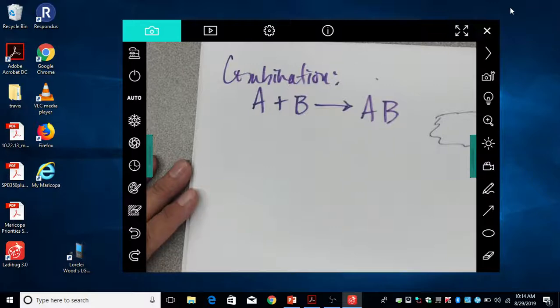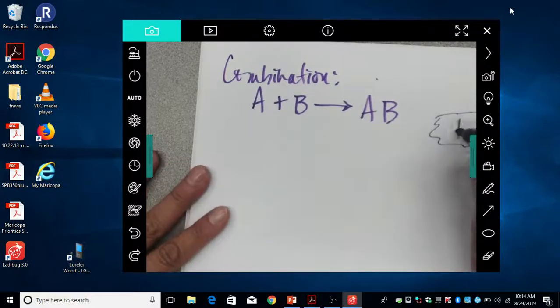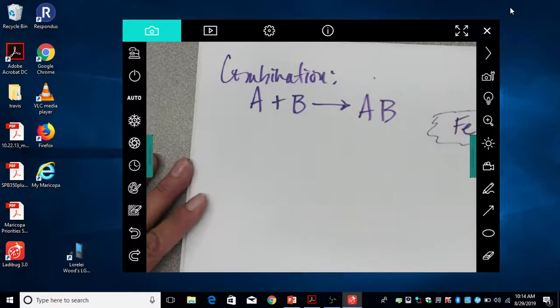What's the element that it's made out of? It's iron. Good old iron. Iron rusts rapidly. It also burns very easily because it is very prone to oxidation. That's what iron is all about.